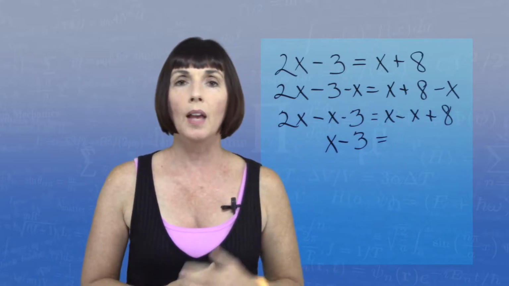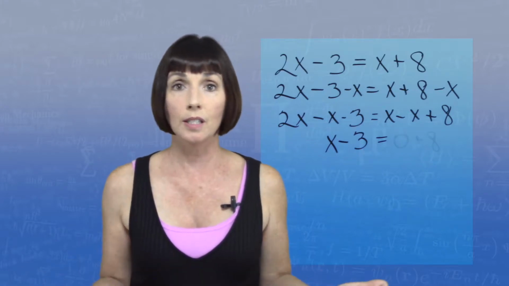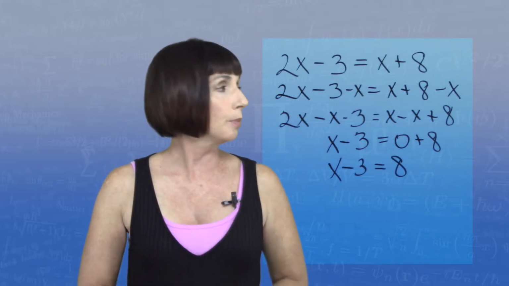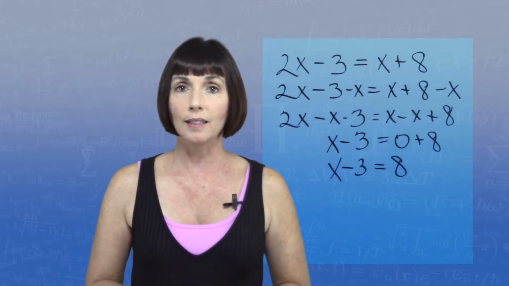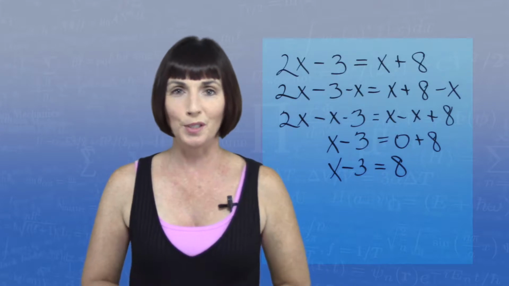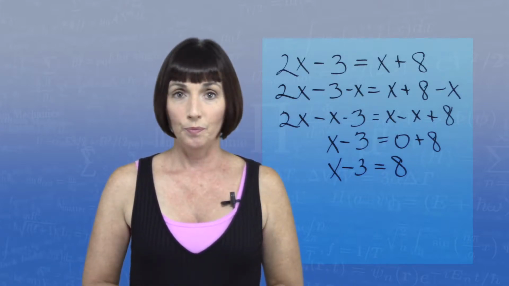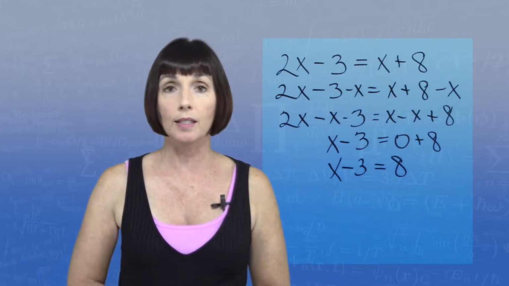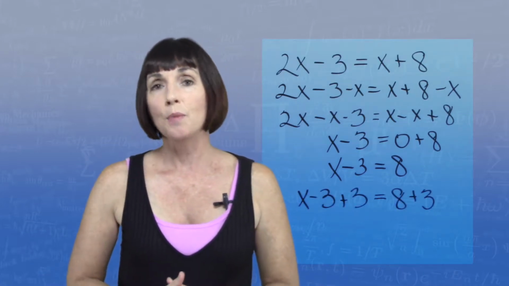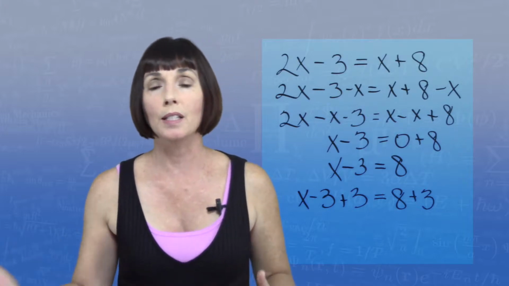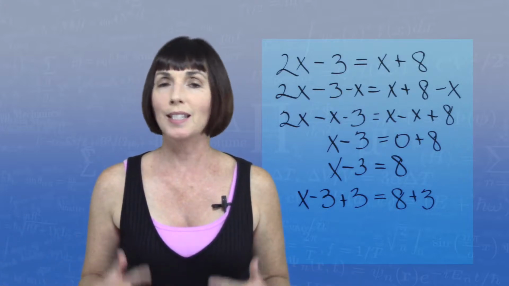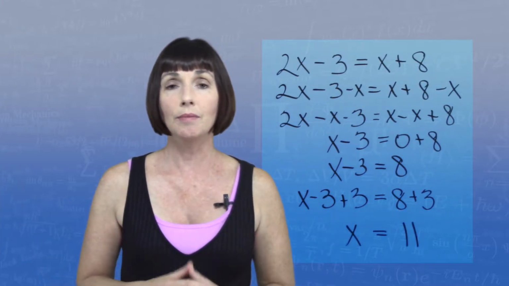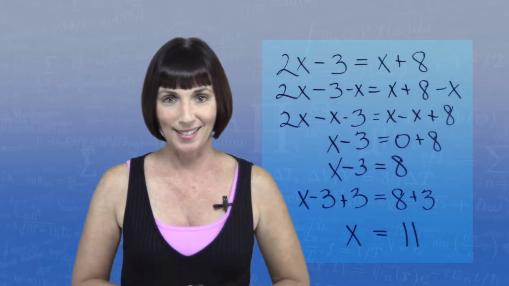And then on the right, we have x minus x. That's just 0. So on the right, we have 0 plus 8. So now our equation becomes x minus 3 equals 8. That should start looking a little more familiar to you. Now what do we do? Well, we're subtracting 3 from the variable term, so let's add 3 to both sides. On the left, we have x minus 3 plus 3 equals 8 plus 3. Minus 3 plus 3 is just 0. So on the left, we have x, and 3 plus 8 is 11. X equals 11. That's the answer.